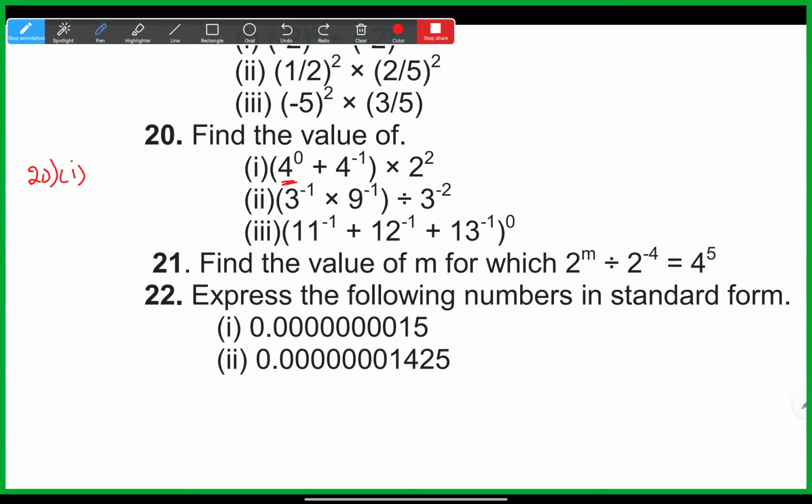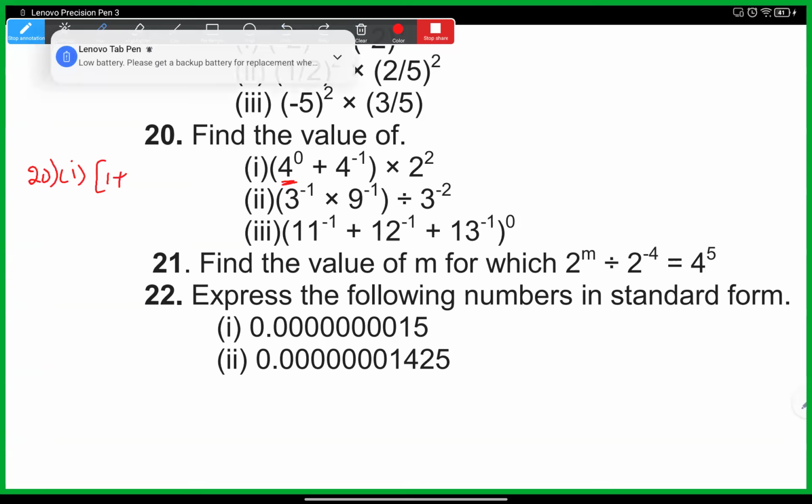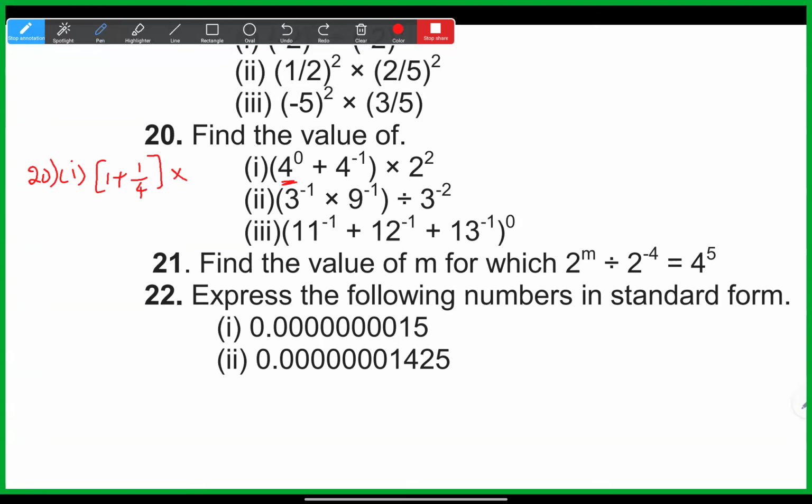4 power 0, how much, Ishwa? 1. 4 power 1 plus 4 power minus 1. Sir, 1 by 4. 1 by 4 power 1 means 1 by 4 only, no? Yes, sir, because a power minus n is equal to 1 by a power n, into 2 square, how much is that? Sir, 4. Yes. Now 1 plus 1 by 4, how to add it?